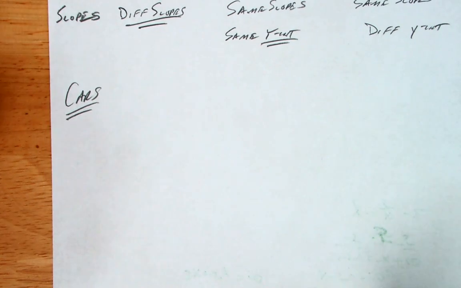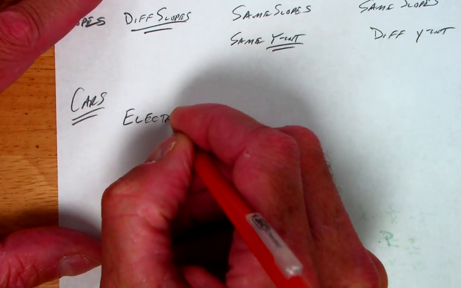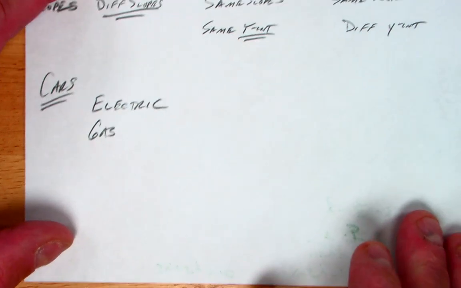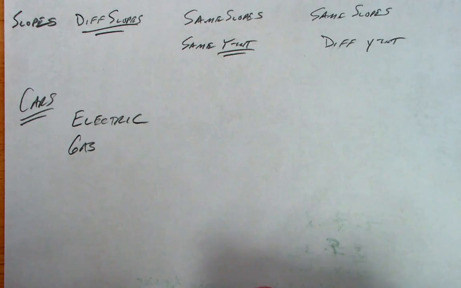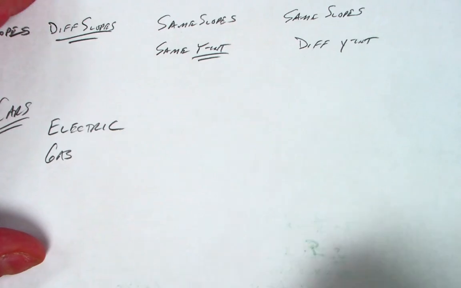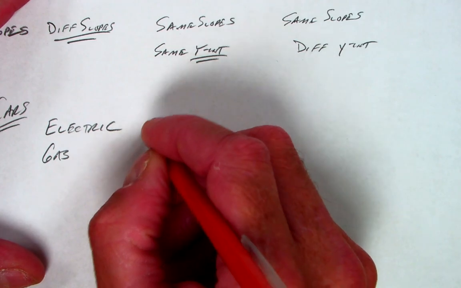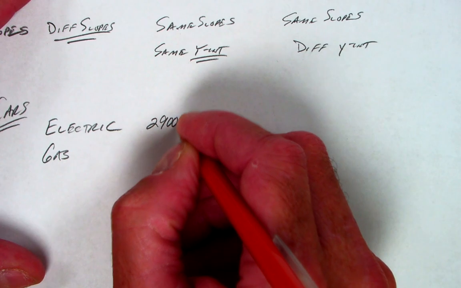Okay. But anyway, so we got two different types of cars. We got electric and gas. And this is just data pulled from the textbook. I don't know how incredibly accurate it is, but we're just going to work with it. So initial cost is $29,000 for electric.